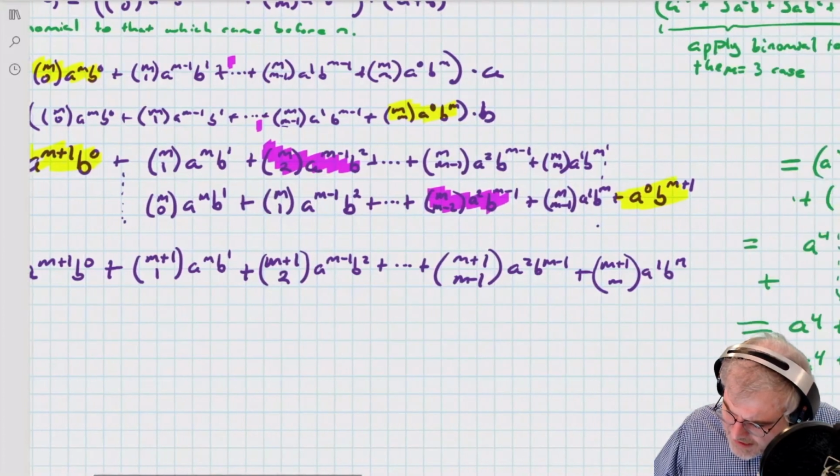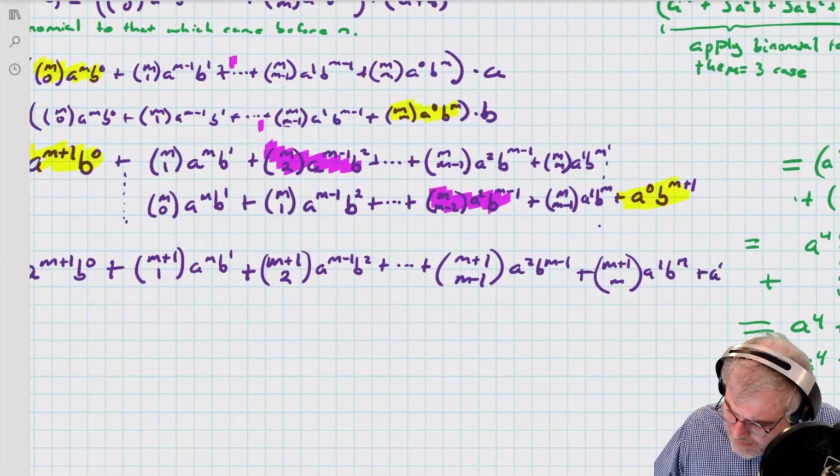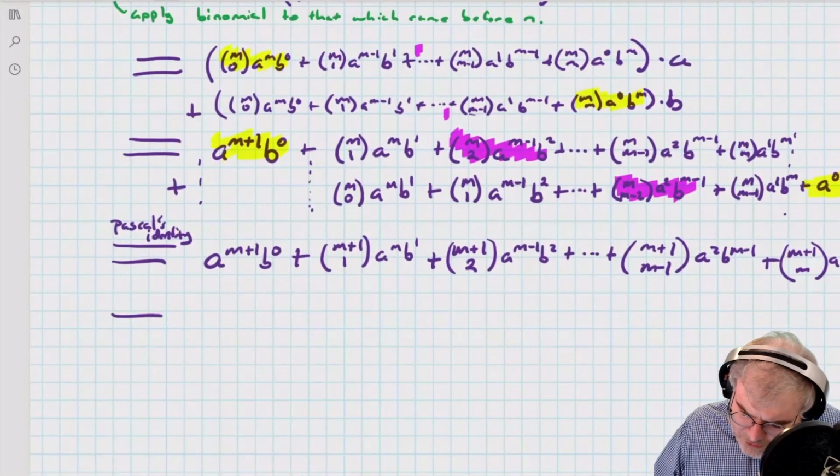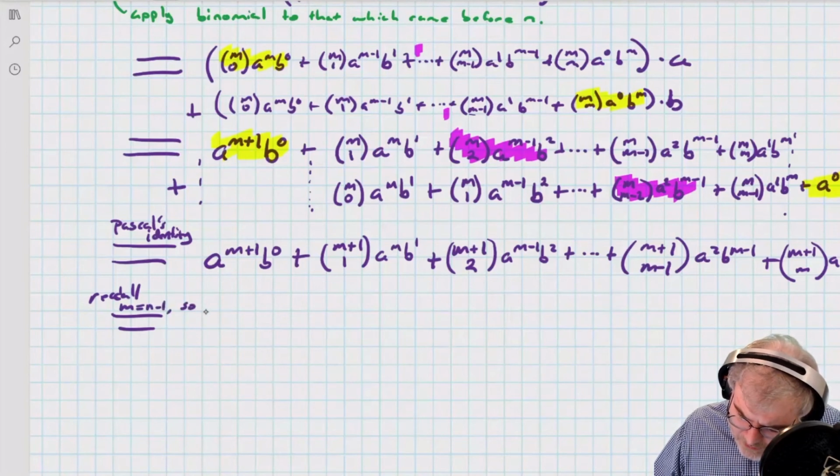And then I've got this a to the 0, b to the m plus 1 hanging out. And then recall m equals n minus 1, so m plus 1 equals n.